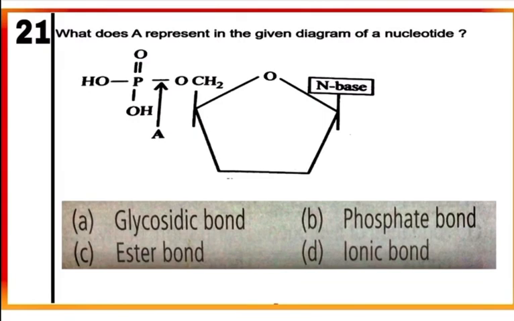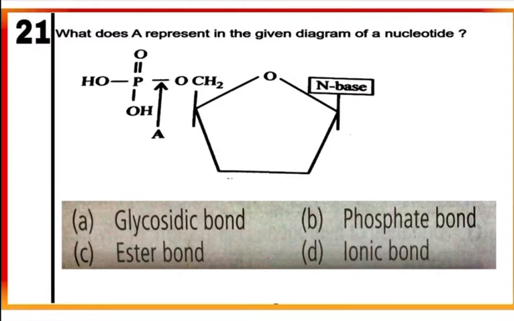Question 21. What does A represent in the given diagram of a nucleotide? Nucleotide is formed by combination of pentose sugar, a nitrogenous base, and a phosphate group. When nitrogen base attached to sugar, nucleoside is formed. And when phosphate group is also found esterified to the sugar, they are called as nucleotides.